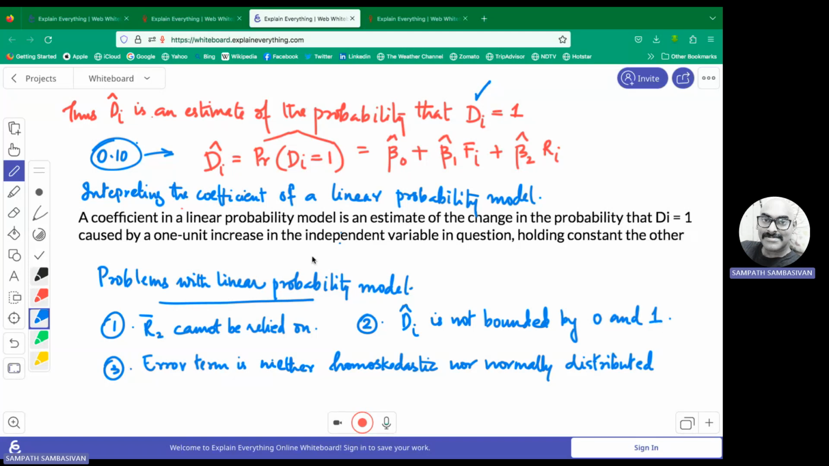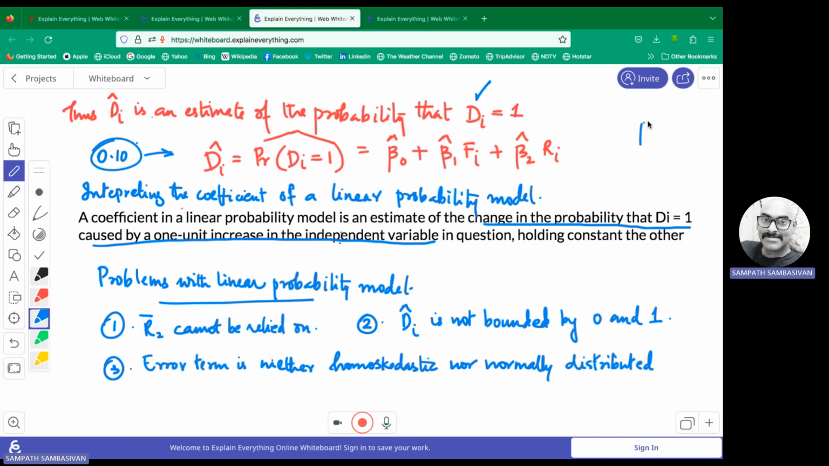Hello, everyone. Let's continue the discussion that we had before. So we have now interpreted the estimated value of DI. How do we interpret now the coefficients of a linear probability model? Here, what you need to keep in mind is basically that the coefficient of a linear probability model would indicate the change in the probability that DI is equal to 1, which is caused by a unit increase in the independent variable in question.